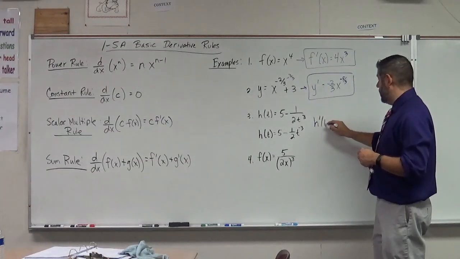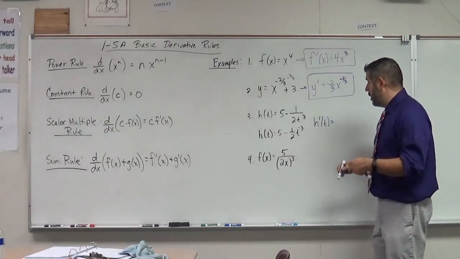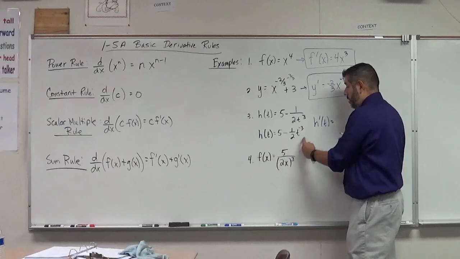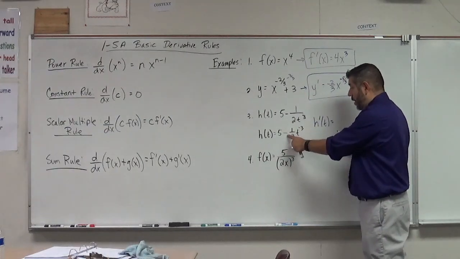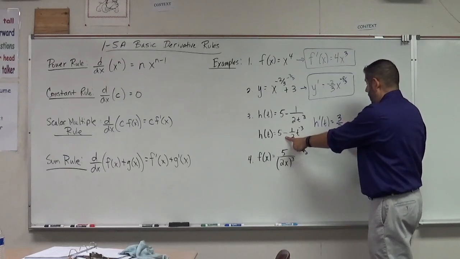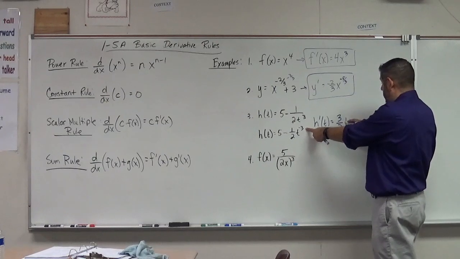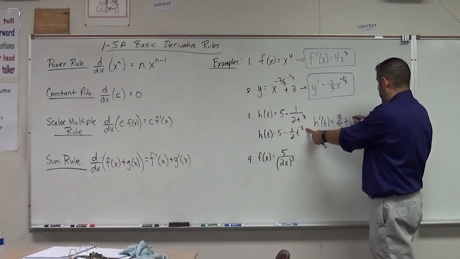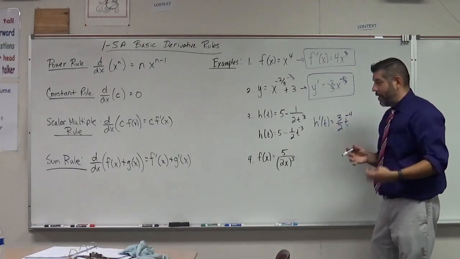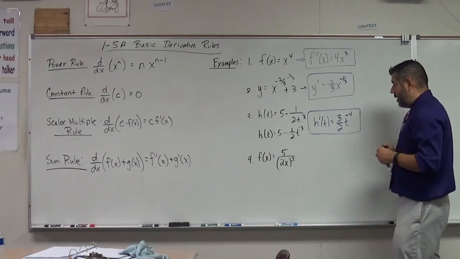So h prime of t is going to be, what's the derivative of 5? 0. Now we're going to do the derivative of this part. We're going to bring the negative 3 in front, so we've got a negative times a negative, which is a positive. That's going to give me 3/2. And then we're going to subtract 1 from the negative 3, so we get negative 4. Okay? This is our answer. Alright? Okay, last one here.